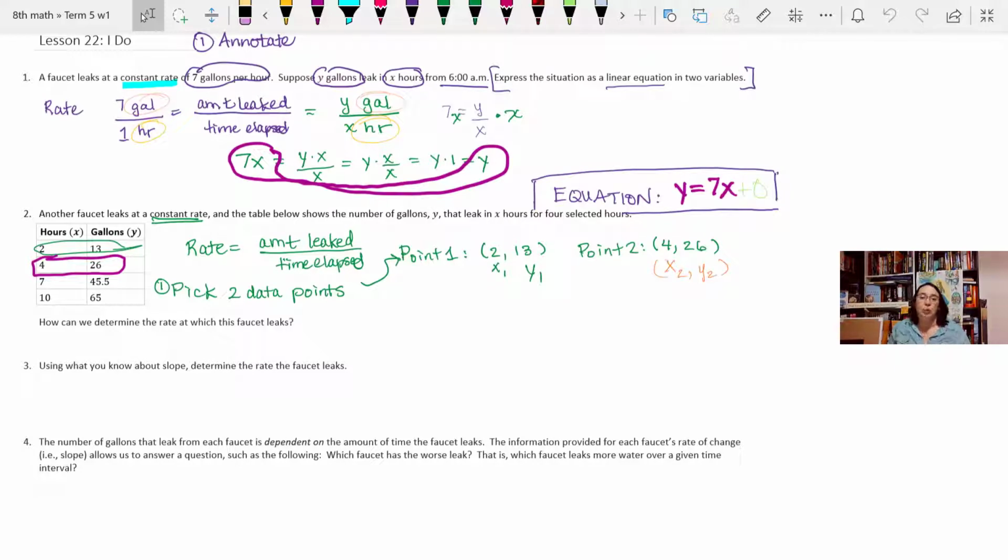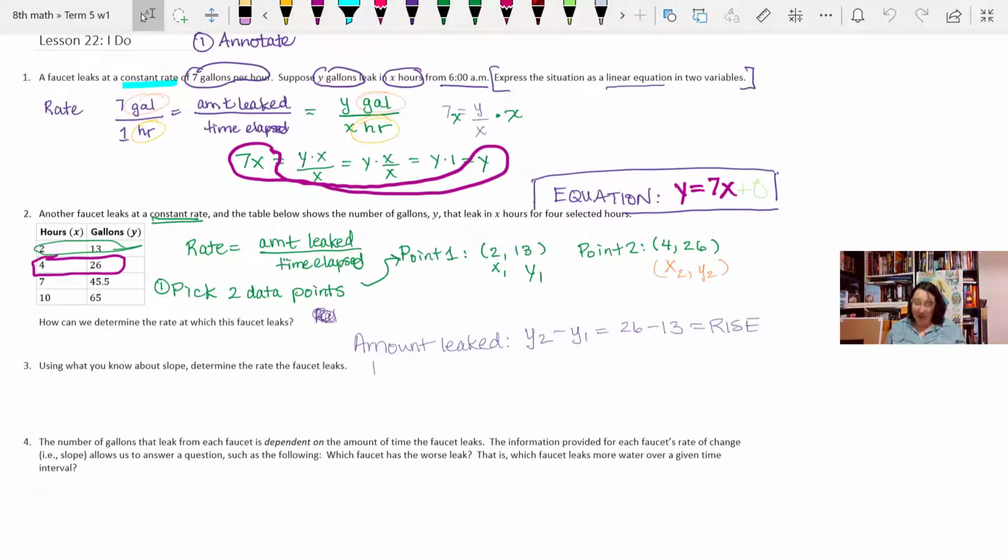Now that I have these 2 points, I'm going to use this to find out how much did we leak over what length of a period of time. The amount leaked, well, that's the amount that's leaked over this 2-hour period between the start and the stop, hour 2 and hour 4. So the amount leaked is going to be the gallons that leaked over the whole 4 hours minus the gallons that leaked over the first 2. So it's going to be y2 minus y1. 26 minus 13. Look familiar? It's our rise.